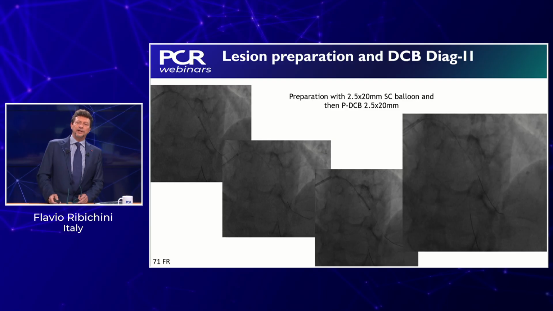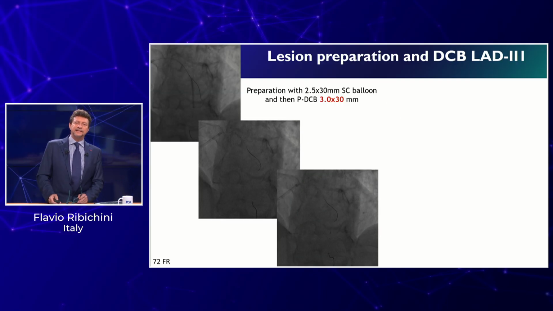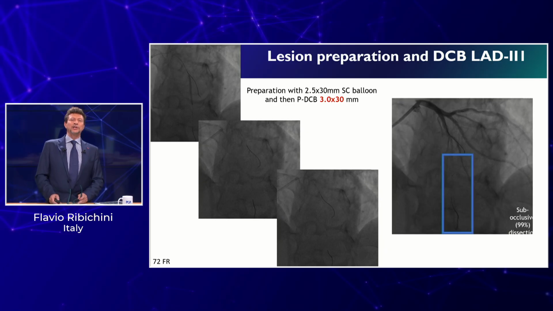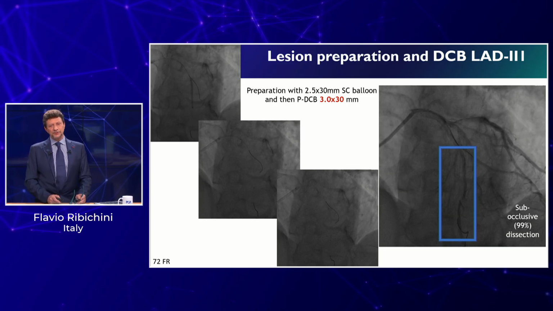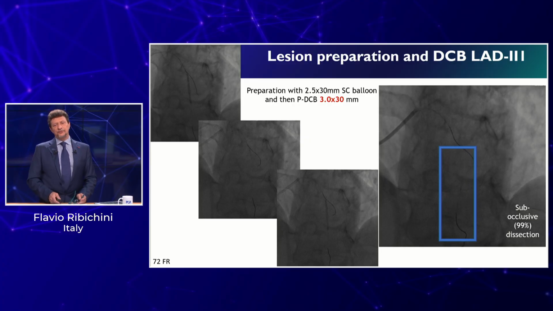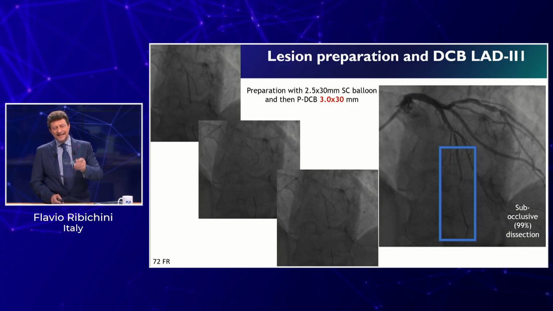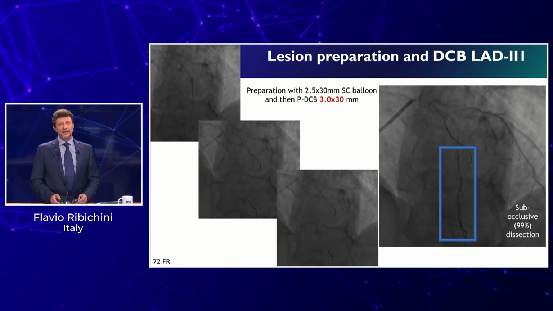So we take courage and we address the distal LAD. But this time, I think, probably we ran out of the 2.5 drug coating balloons and we used a 3.0. And guess what? There is a subocclusive dissection. You see it's a 99% residual stenosis.